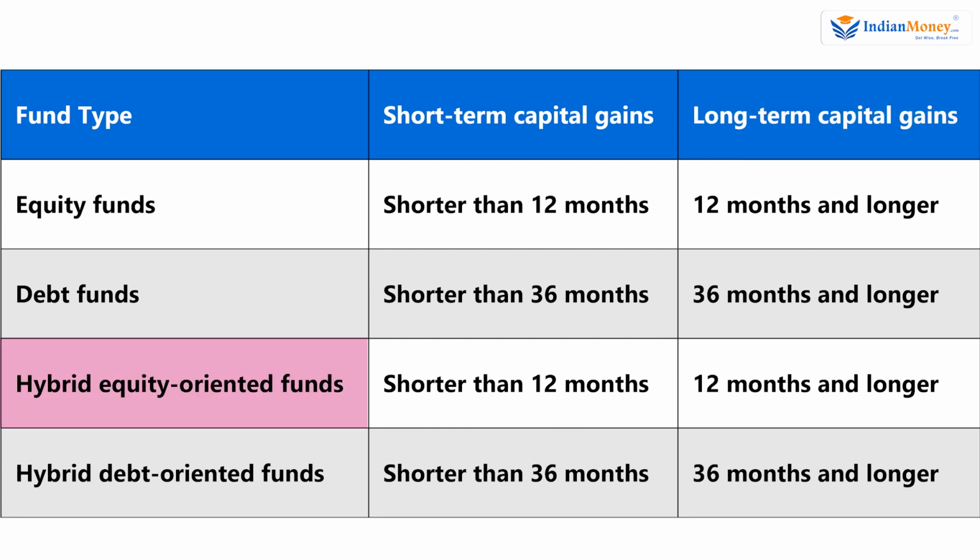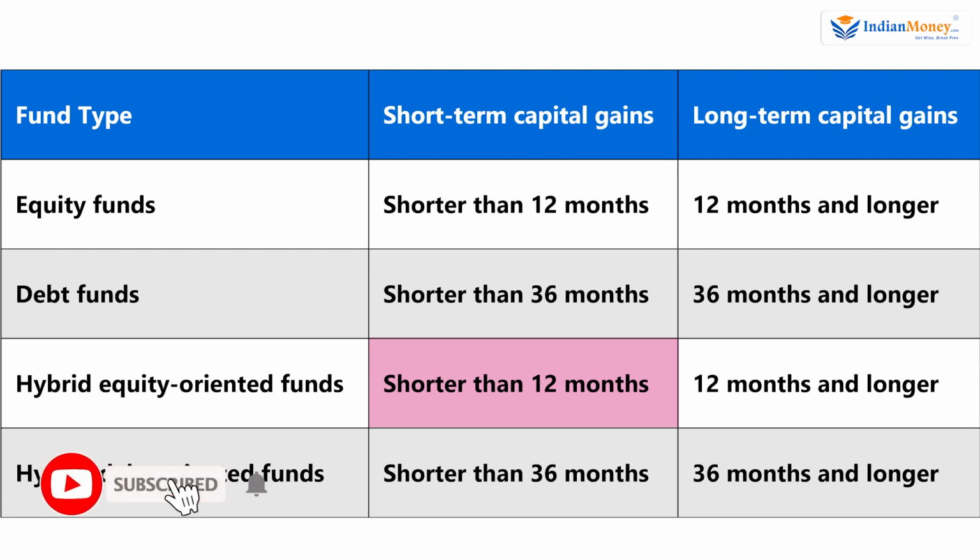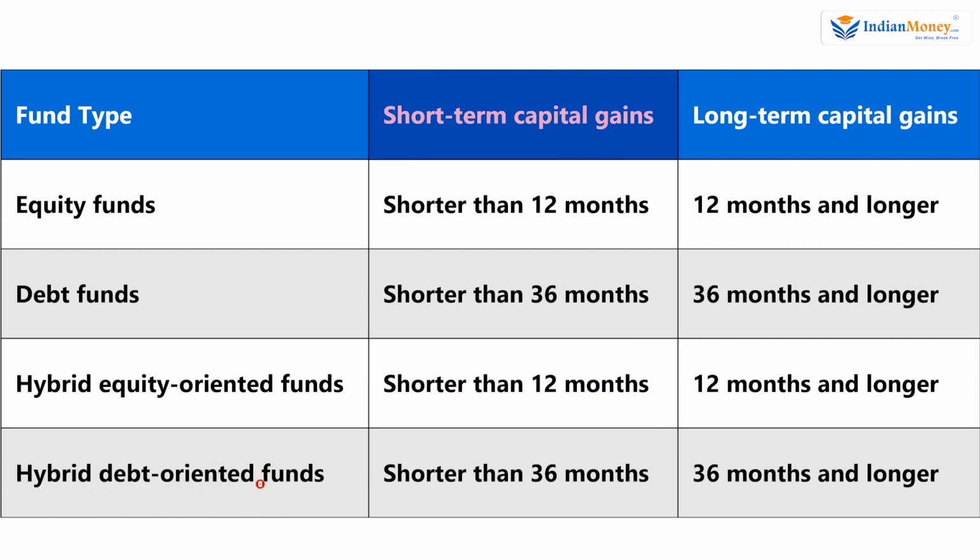The next one is hybrid equity oriented funds. If you redeem your gains within 12 months, that is 1 year, then that is considered short-term capital gains. On the other hand, if you redeem your investments after 12 months, that is considered long-term capital gains. And lastly, hybrid debt oriented funds. If you redeem your capital gains within 36 months, that is considered short term. On the other hand, if you redeem your returns after 36 months, that is a long-term capital gain that you're making.